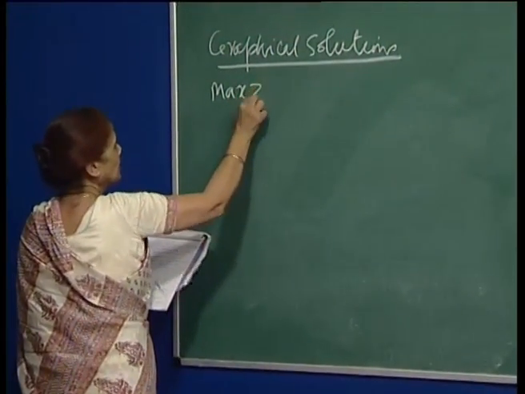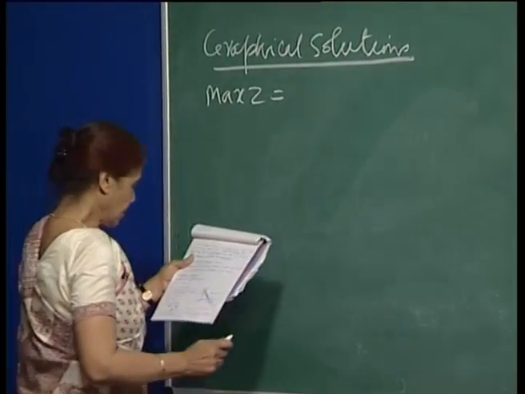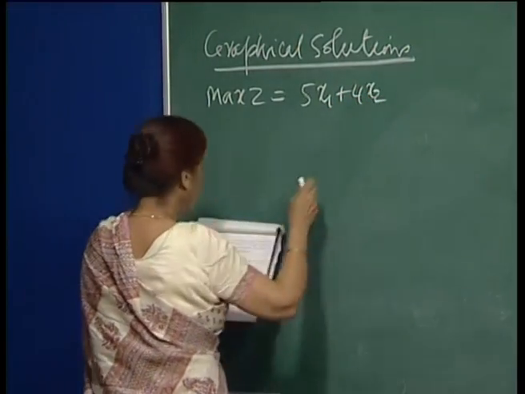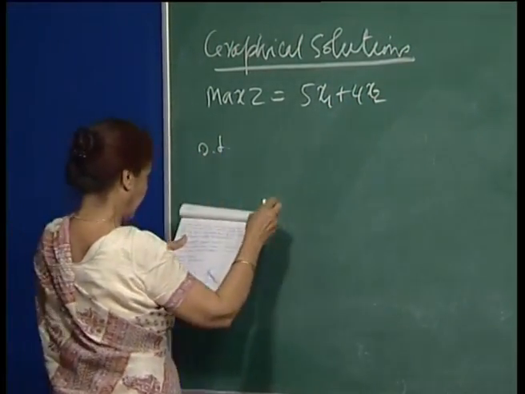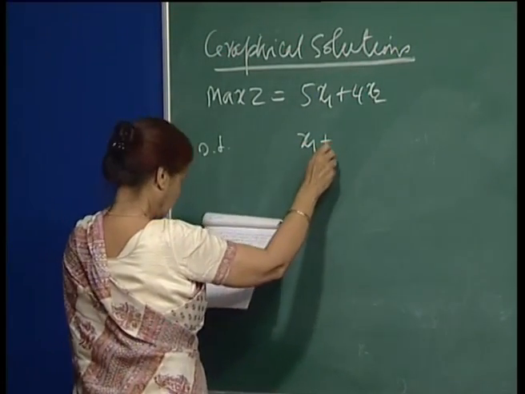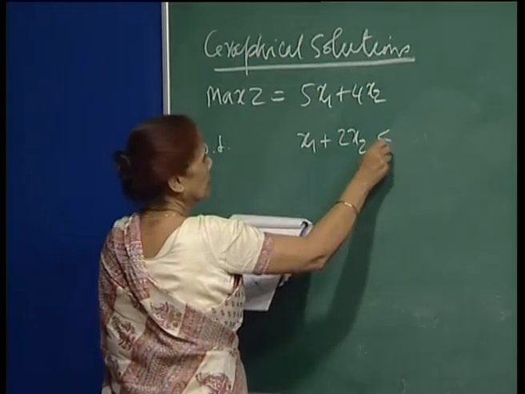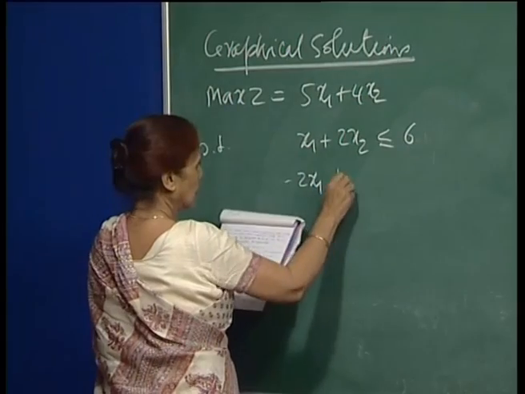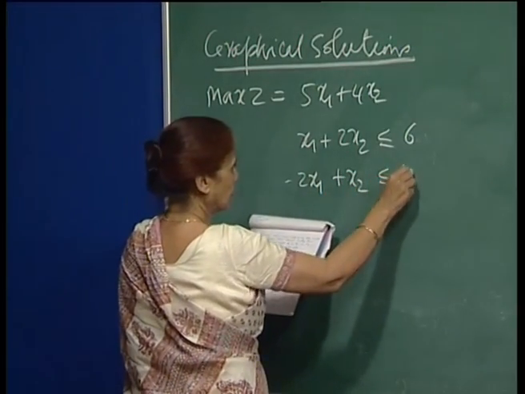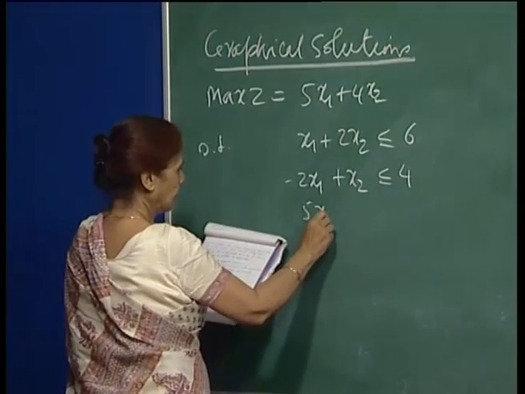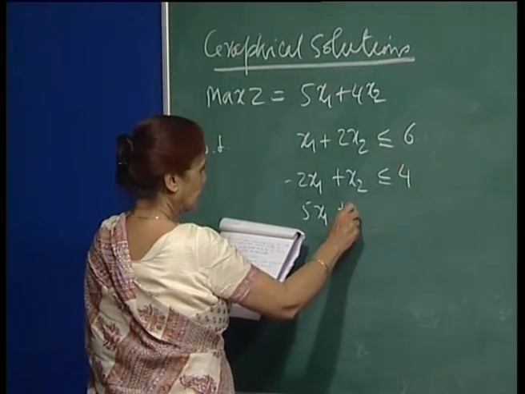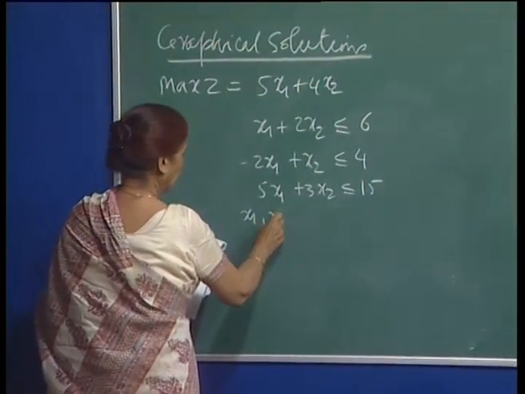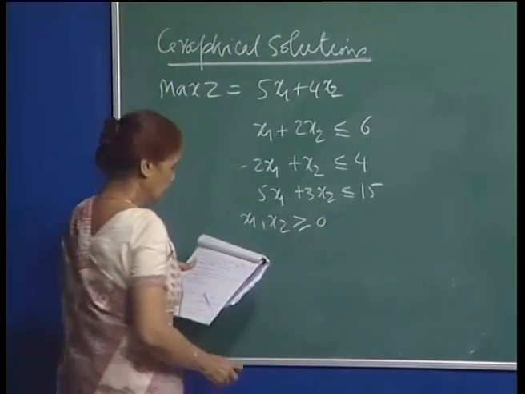Suppose, and I'm choosing just for a change a maximization problem instead of minimization: maximize 5x1 plus 4x2 subject to x1 plus 2x2 less than or equal to 6, minus 2x1 plus x2 less than or equal to 4, 5x1 plus 3x2 less than or equal to 15, x1, x2 greater than or equal to 0. Okay.